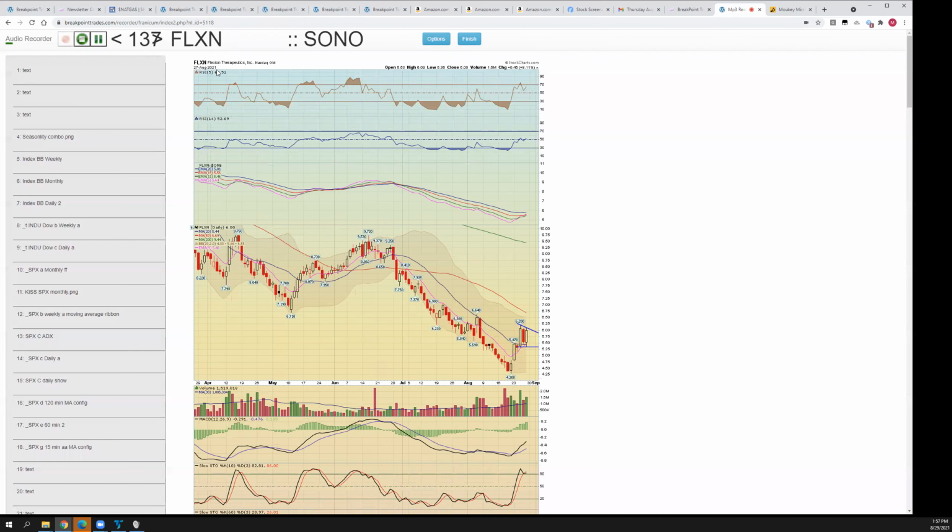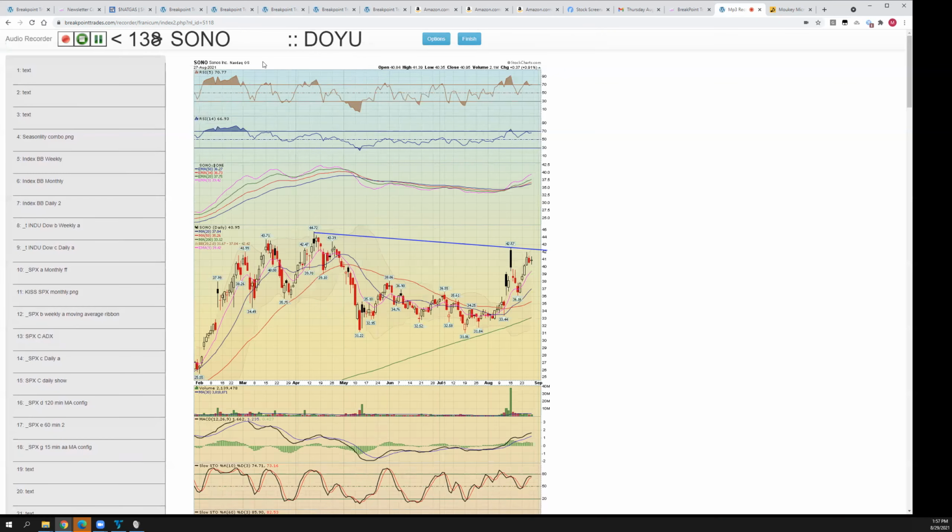Chart 137, FLXN, tight pattern. So if you trigger over this high here, stop right here. Again, it's kind of wide, but the candles are big. Okay. Next. Chart 138, Sonos. We've been monitoring this one. I'm already long some of this, but kind of monitoring this as a cup and handle. This one, by the way, is a potential buyout candidate, in my opinion.